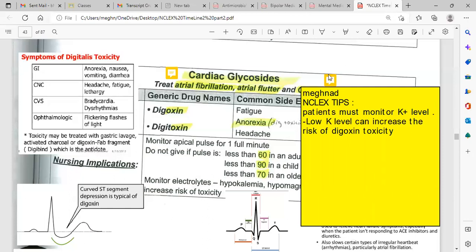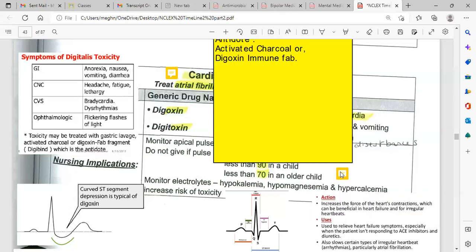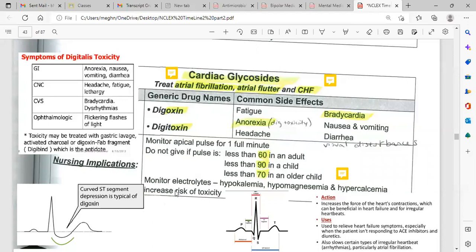Now some NCLEX tips. The patient's potassium level must be monitored. Low potassium level can increase the risk of digoxin toxicity. Another NCLEX note: what are the antidotes we use for digoxin toxicity? Activated charcoal or digoxin immune Fab, or DigiBind. So what do we need to monitor? We need to monitor hypokalemia, hypomagnesemia, and hypercalcemia. Digoxin can reduce the potassium and magnesium levels and increase the calcium level, right?